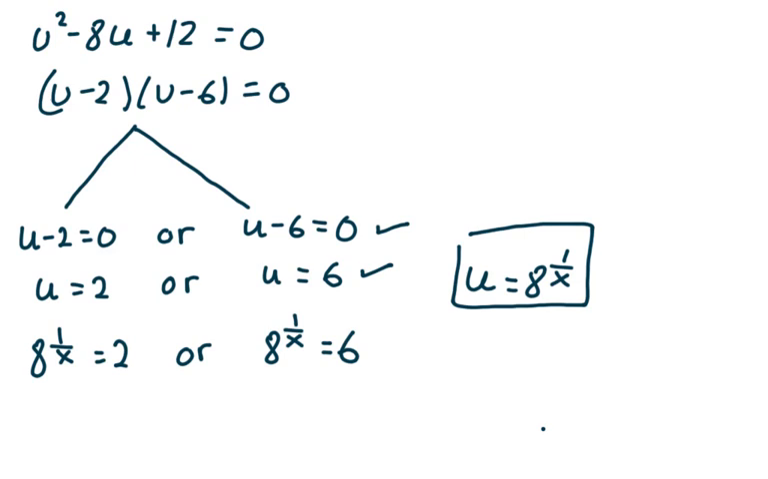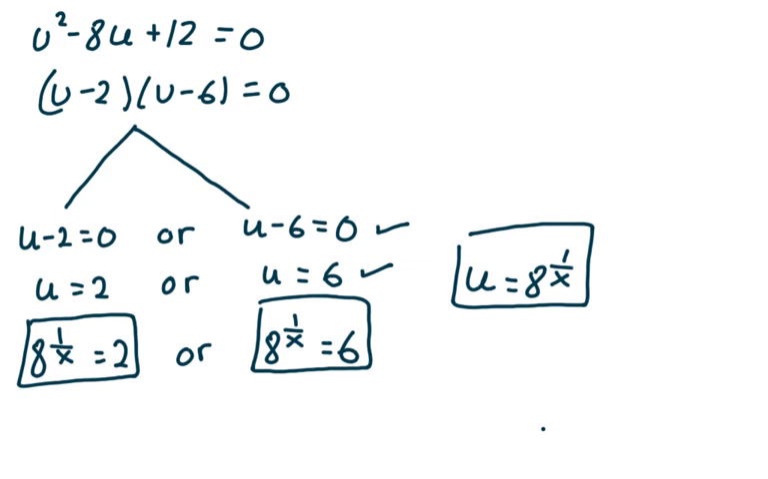So 8 to the 1 over x is equal to 2, or 8 to the 1 over x is equal to 6. Now, in the first equation, I can rewrite both sides with base 2. And it's much harder to rewrite the second equation to have a base 2, or any common base for that matter. And so in the second equation, I'm going to use logarithmic notation to solve for x.